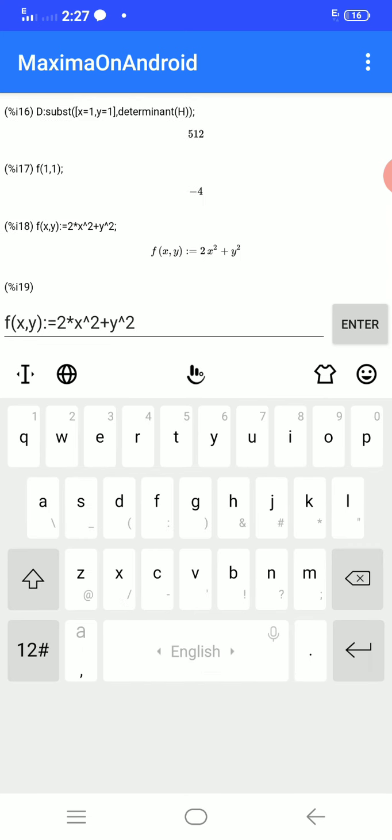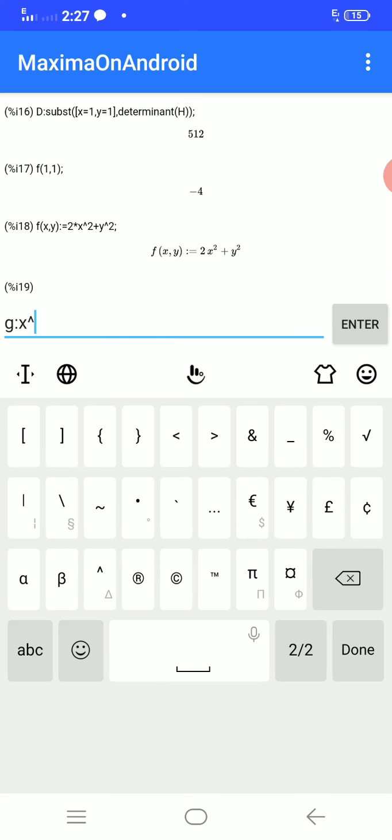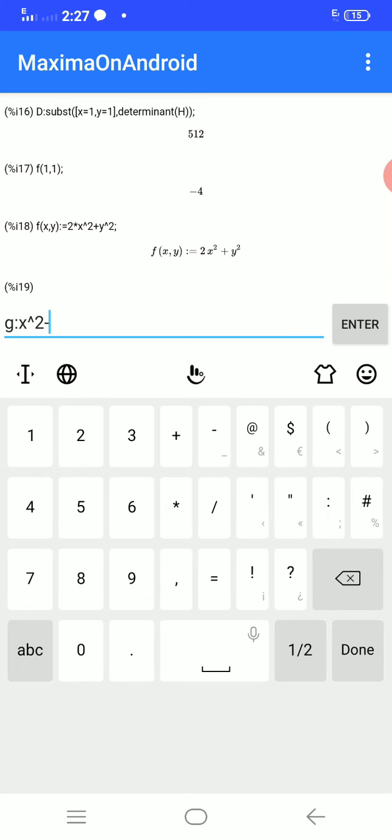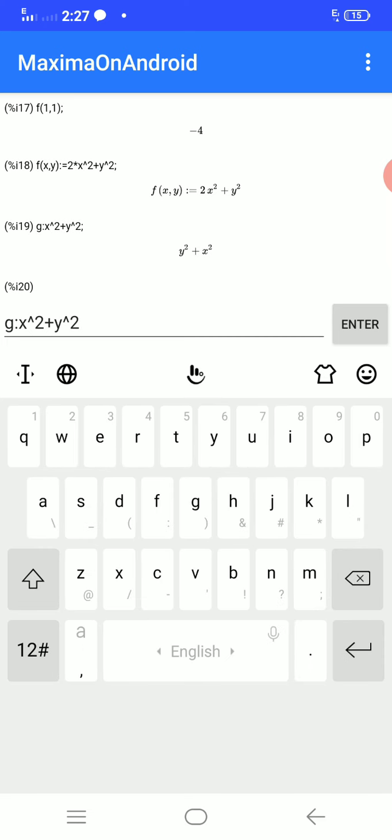So we get function f of x, y is equal to 2x squared plus y squared. Next, assign function g := x squared plus y squared, then enter. So we get function g. We set up the system of equations grad f is equal to h star grad g, g is equal to 1. We do not use lambda because that name is already reserved for an existing function in Maxima.